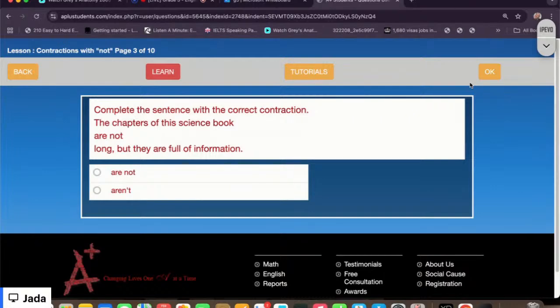The chapters of this science book are not long, but they are full of information. So, what's the right contraction here? So, what is the right answer here? So, this is option two. Okay.